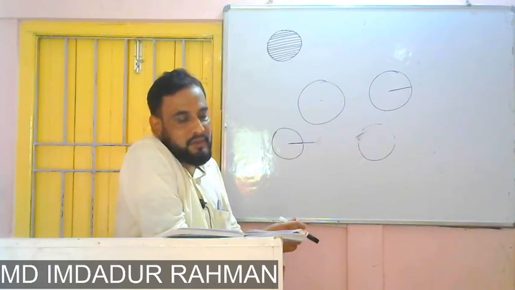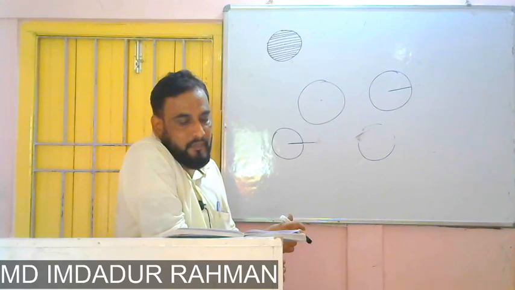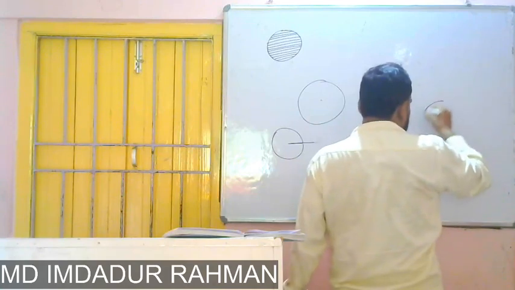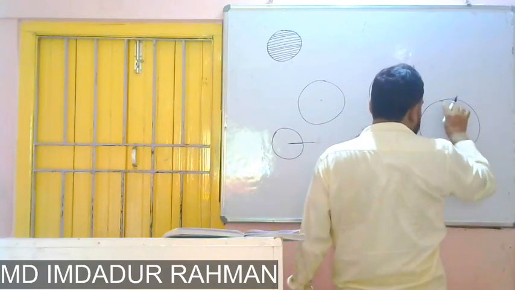Next question: an arc is a dash when its ends are the ends of a diameter. An arc is a dash.